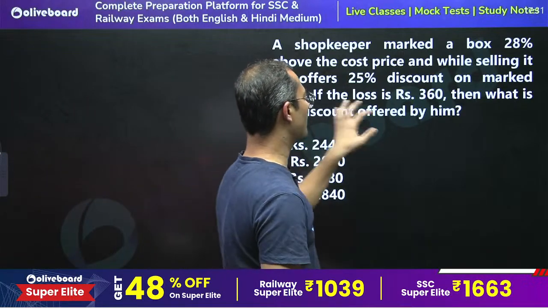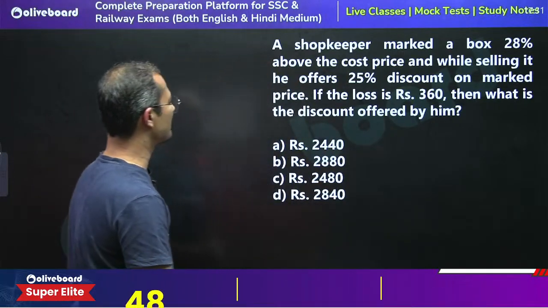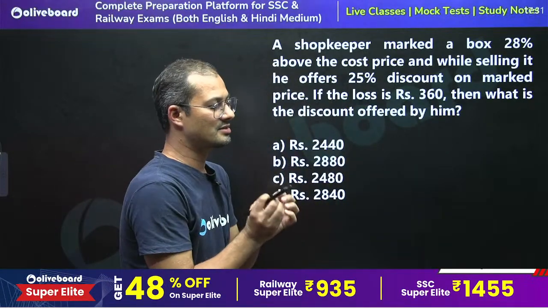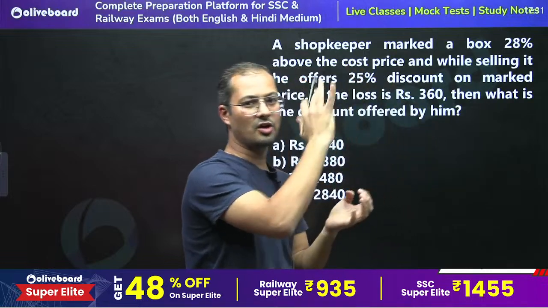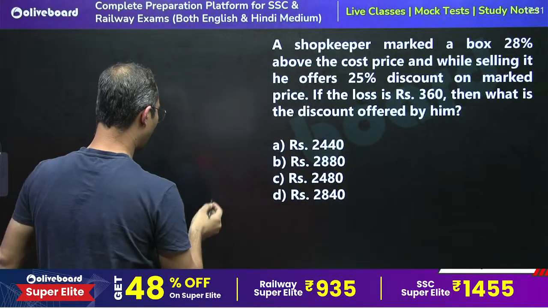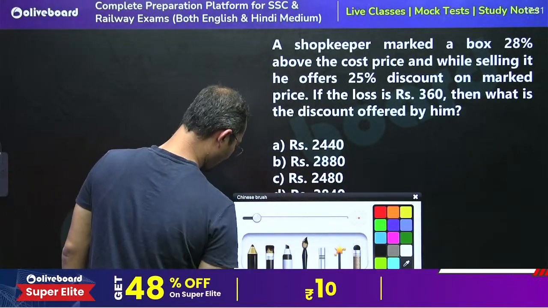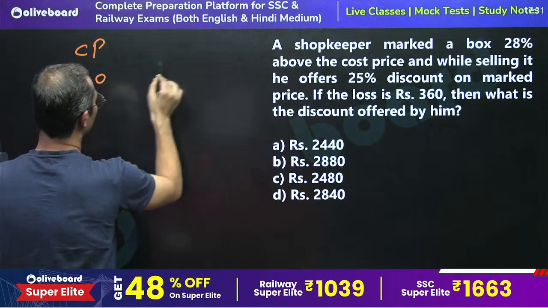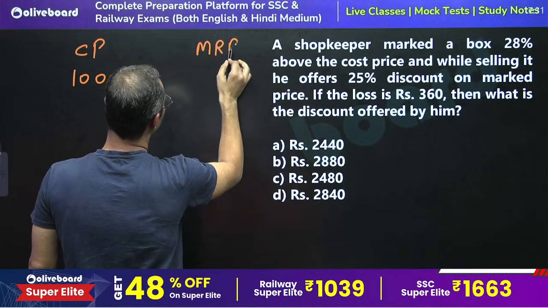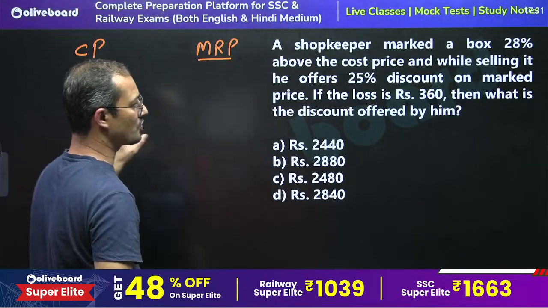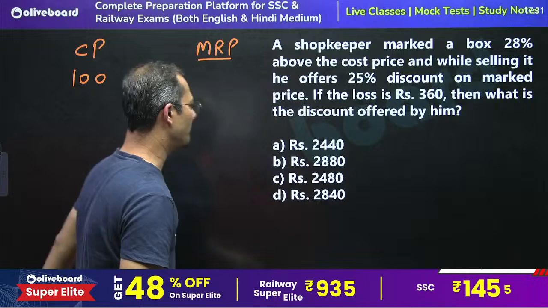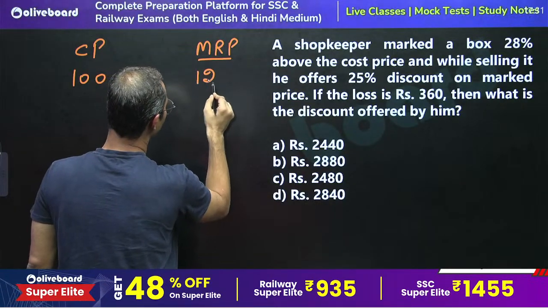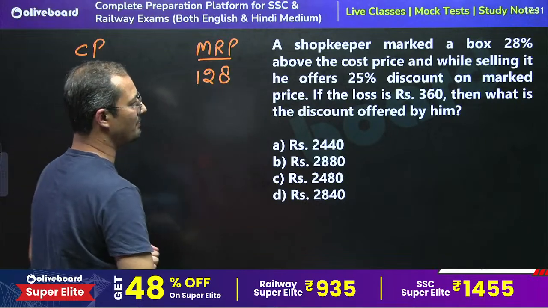A shopkeeper marks a book 28% above the cost price. See, if I assume the cost price of the box is rupees 100, what is the MRP? How much does the shopkeeper mark? 28% of 100 is 28. So it means the MRP is 128, right?